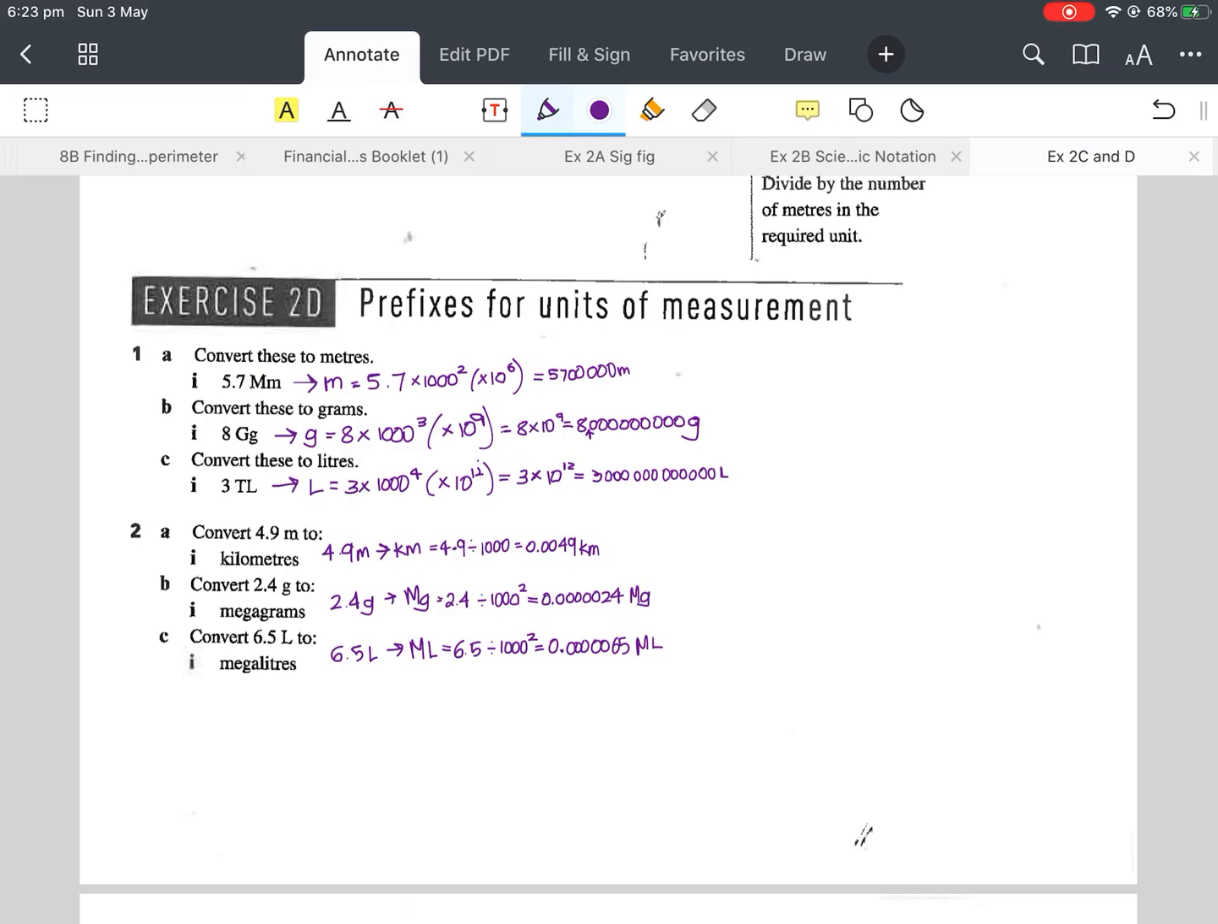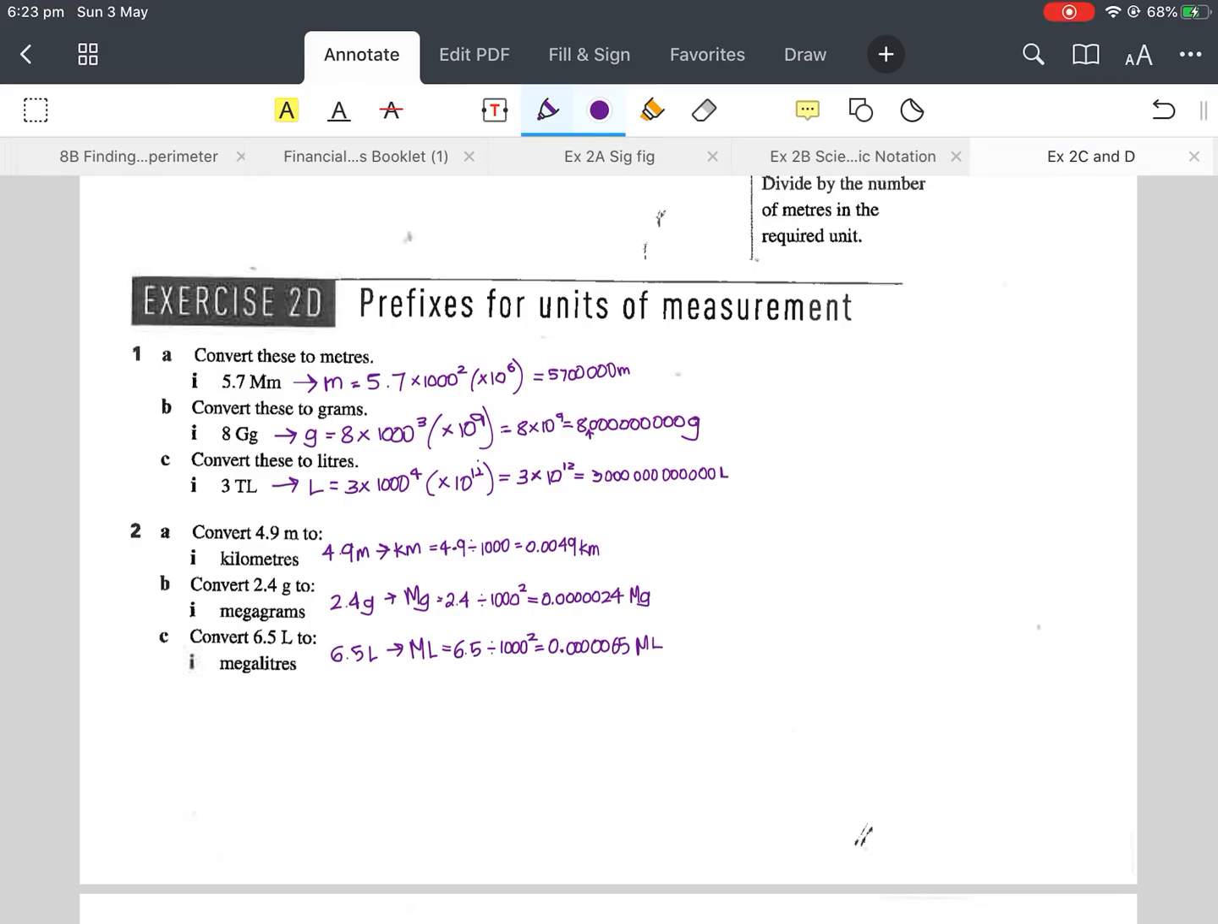Yes, sorry, I'm going from metres to... No, I'm going from mega to metres. My mistake, I just went the wrong way on that diagram. So I'm going from mega to metres. So follow the red jumps. So your answer is 5,700,000.